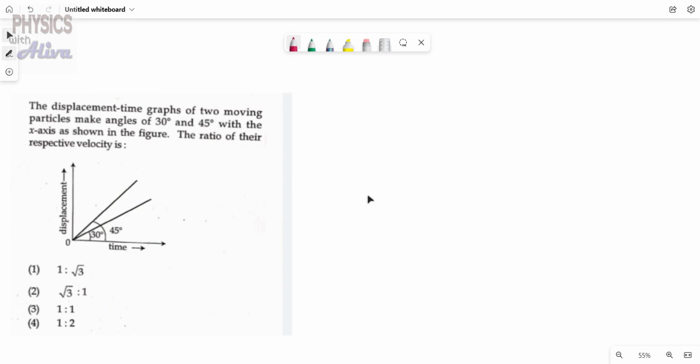This problem is from NEET 2022. Okay, so let's start.